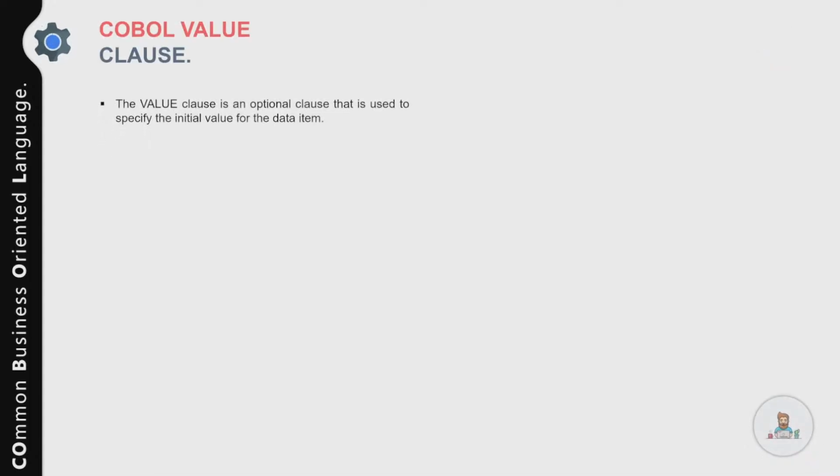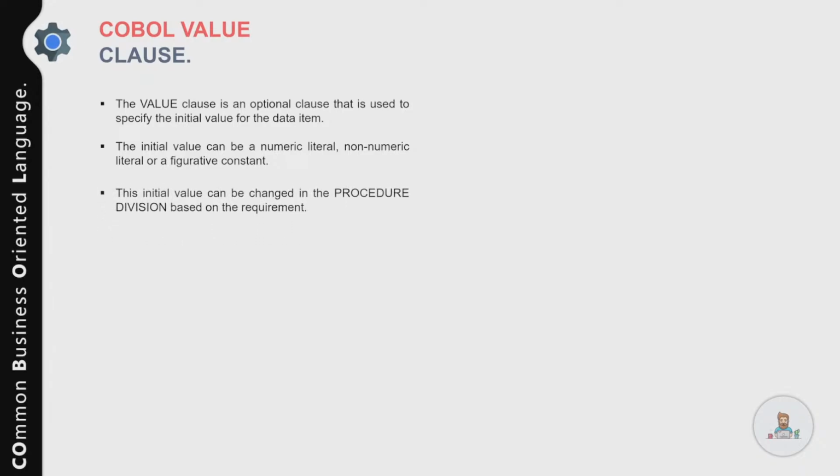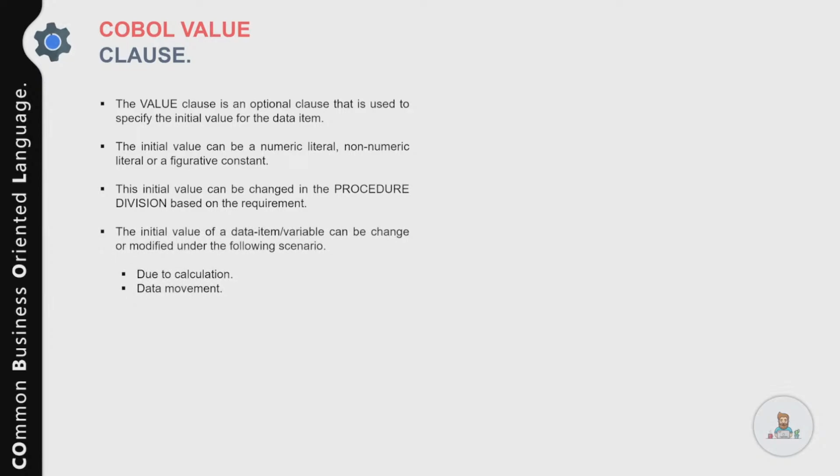The VALUE clause is an optional clause, and it is used to assign an initial value to the data item or variable. The initial value can be a numeric literal, a non-numeric literal, or a figurative constant. This initial value can be changed in the procedure division based on your requirement. So that means whatever value you have initially assigned to a temporary variable that is defined in the working storage section can be changed when you're using that variable in your program logic, that is in the procedure division.